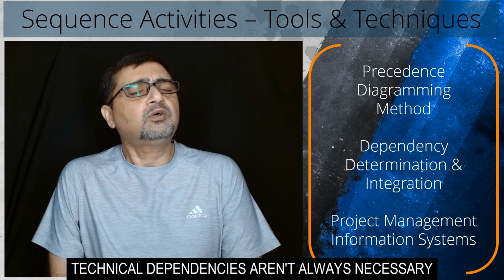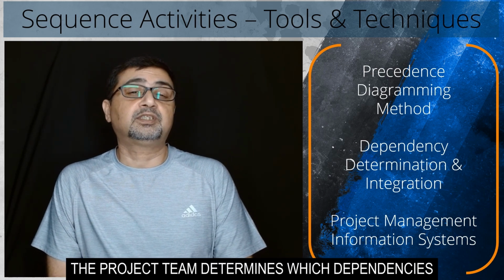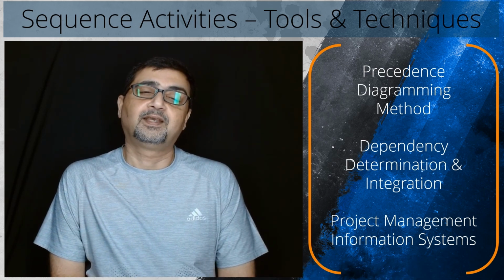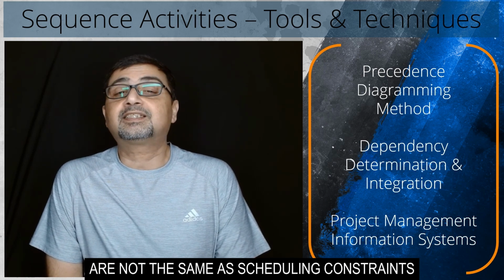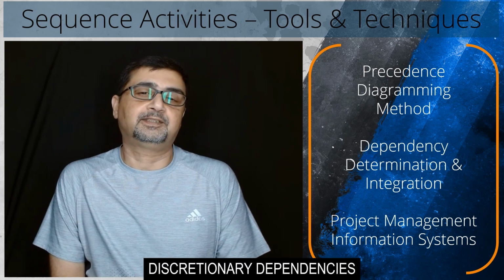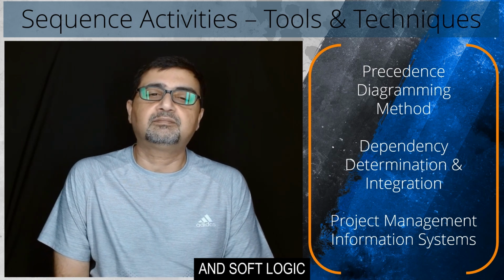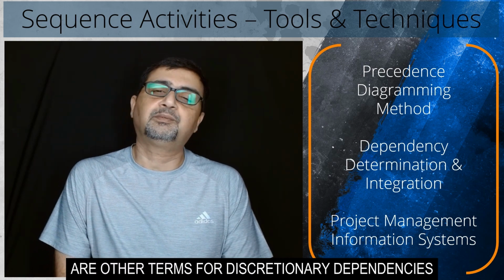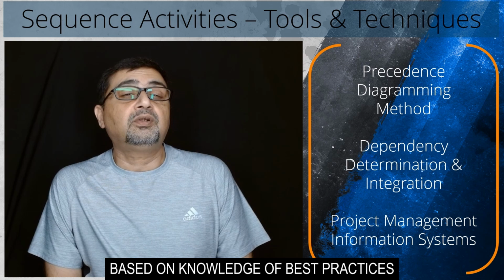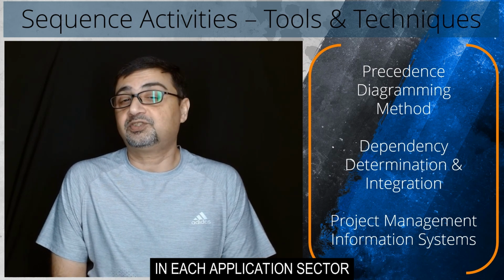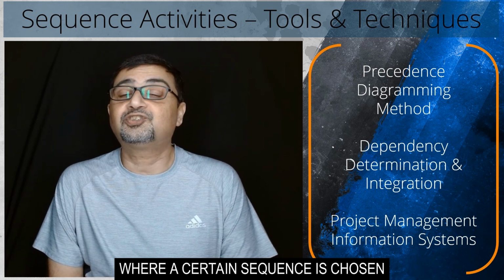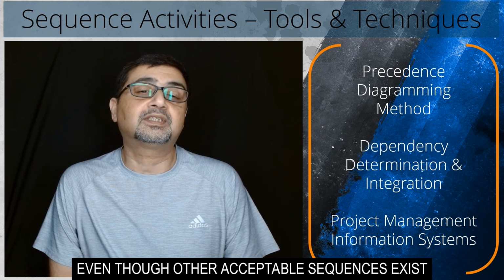Technical dependencies aren't always necessary. The project team determines which dependencies are necessary during the activity sequencing phase. Mandatory dependencies are not the same as scheduling constraints defined in the scheduling tool. Discretionary dependencies. Favored logic, preference logic, and soft logic are other terms for discretionary dependencies. Discretionary dependencies are built based on knowledge of best practices in each application sector, or another distinguishing feature of the project where a certain sequence is chosen, even though other acceptable sequences exist.